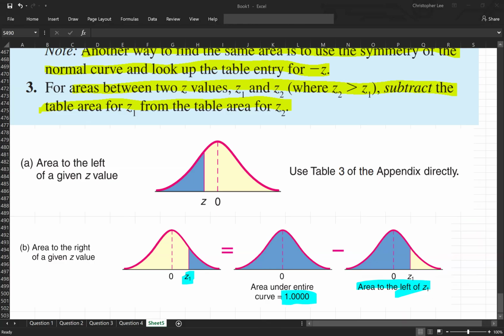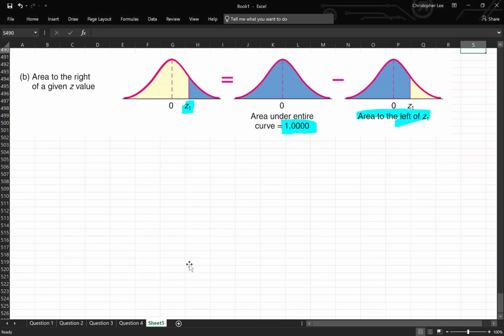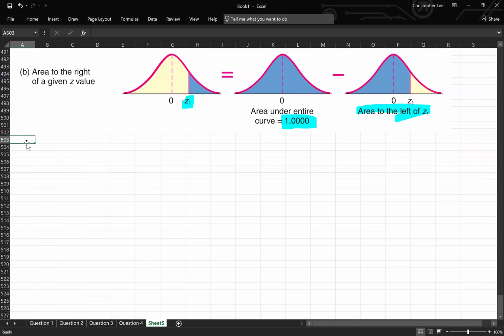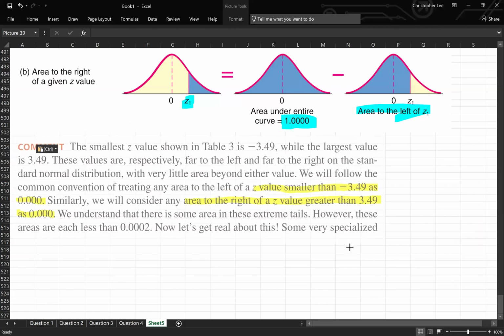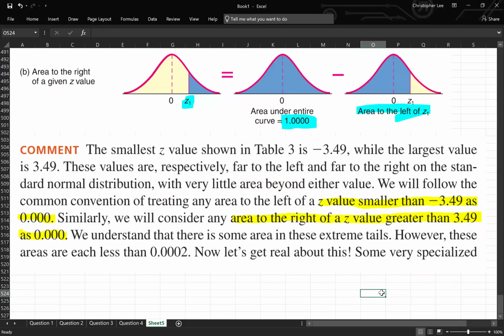I want to make a little comment. I don't believe that this will happen on the final, but you guys should know this. So I'm just going to make a little bit of a comment if you're using the table. The smallest z value shown in the table is negative 3.49, while the largest z value is positive 3.49. These values are respectively far to the left and far to the right on the standard normal distribution, with very little area beyond either value, right?